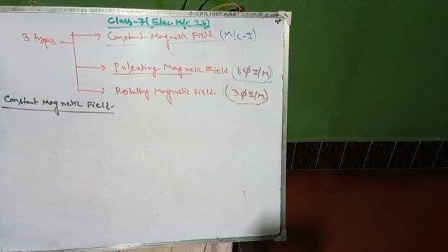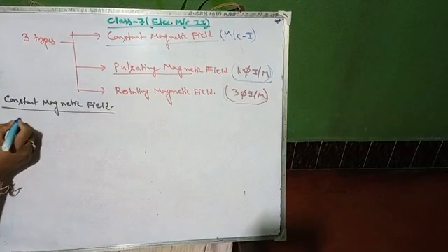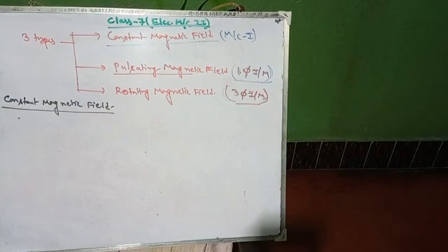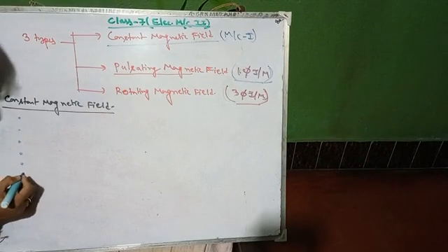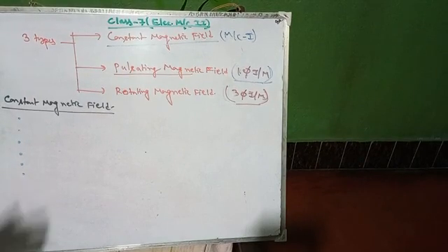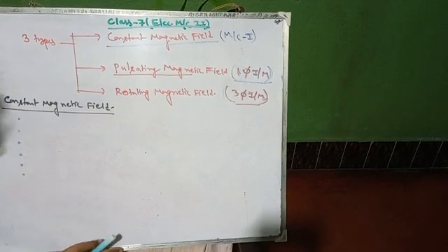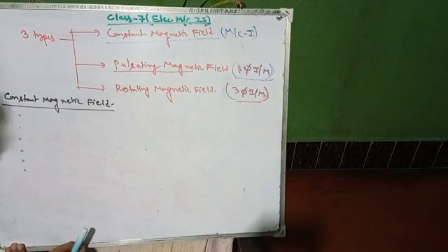Constant magnetic field can be produced by... write some sentence first. Okay, you have to write the points first. These points are sufficient for your constant magnetic field. Okay, so write: constant magnetic field can be produced.